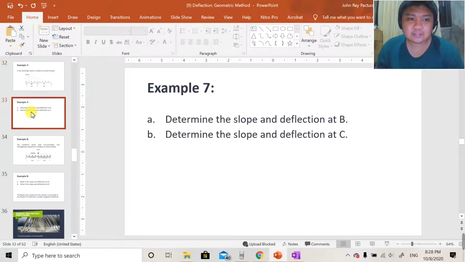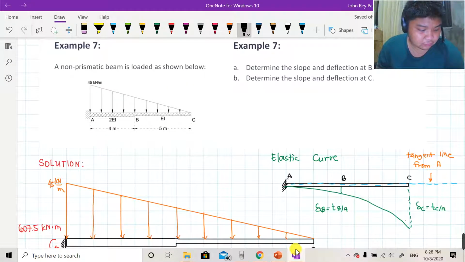Letter A, determine the slope and deflection at B. And letter B, determine the slope and deflection at C. Sige, simulan na natin class ang ating discussion. So, punta tayo sa OneNote, no?